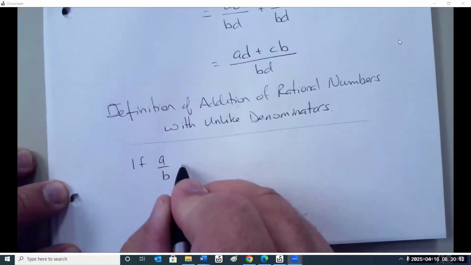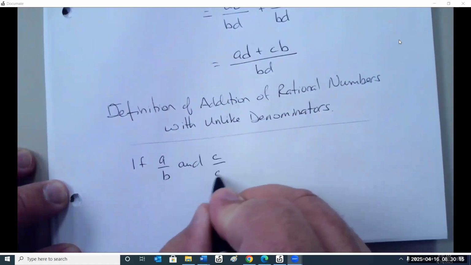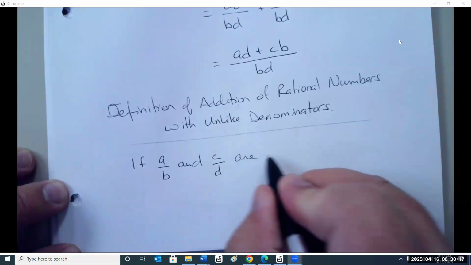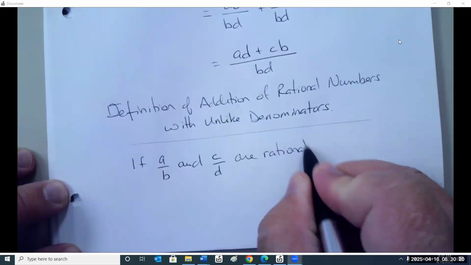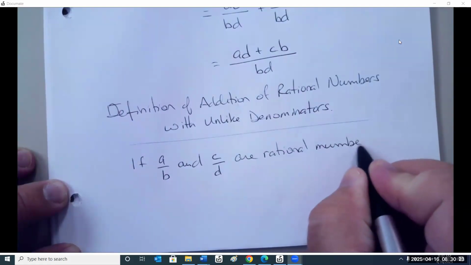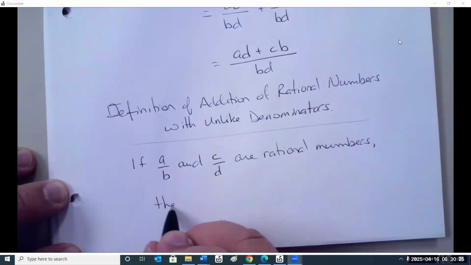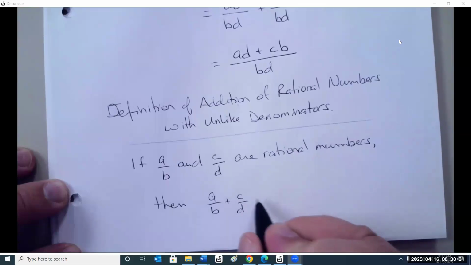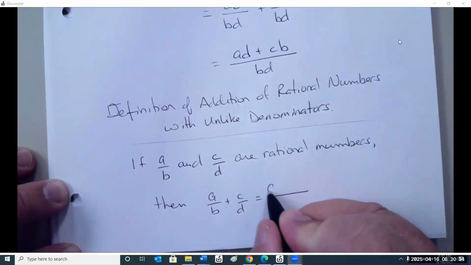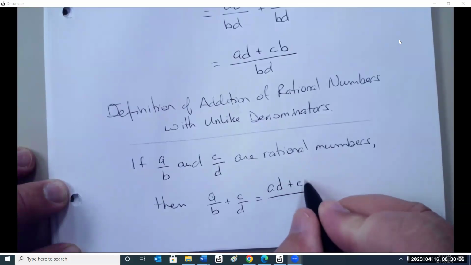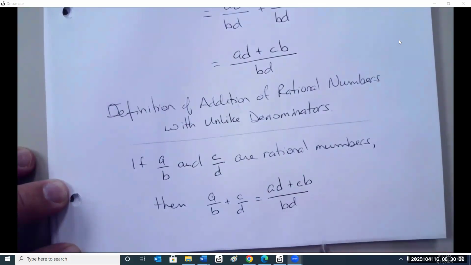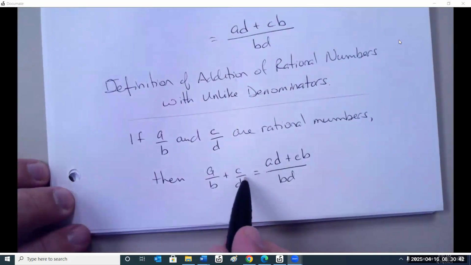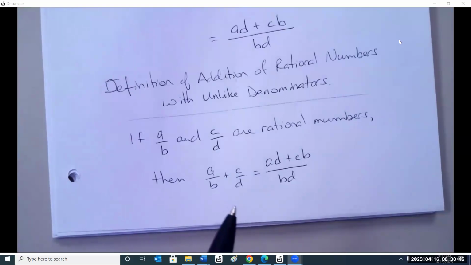If A over B and C over D are rational numbers, then A over B plus C over D can be written as (A times D plus C times B) over B times D. What formulas, what names have you learned growing up that help you?